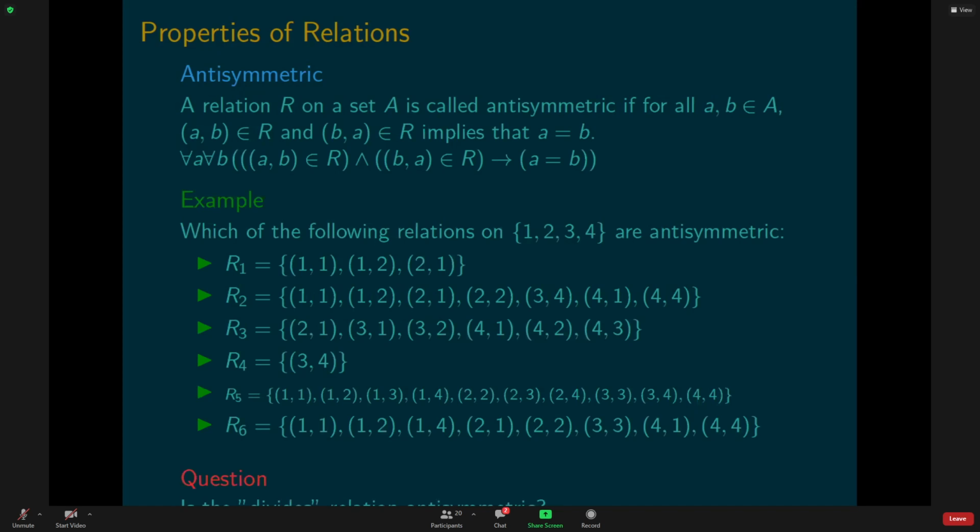Is the divides relation antisymmetric? Yes, it is antisymmetric. Why? Because there is not going to be a symmetric pair. Wait, but that's not the definition. The fact that there is no symmetric pair does not mean that. So what we need to prove is that if A divides B and B divides A, then A has to be equal to B. The fact that it's not symmetric is not enough. A relation may be neither symmetric nor antisymmetric.